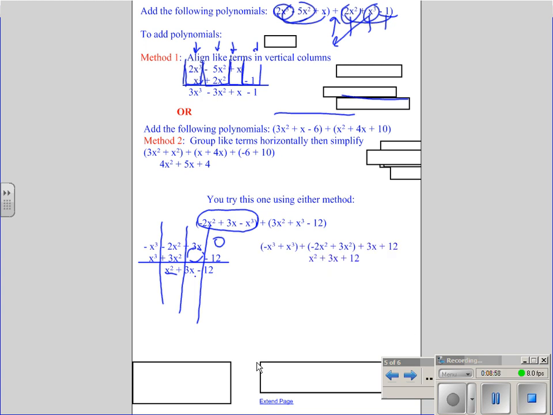-12. Oh, that's a typo. It's minus. Whoever typed this one out did not double check their work and just automatically put plus, because this should be minus and that should be minus. They didn't double check their work. All right?